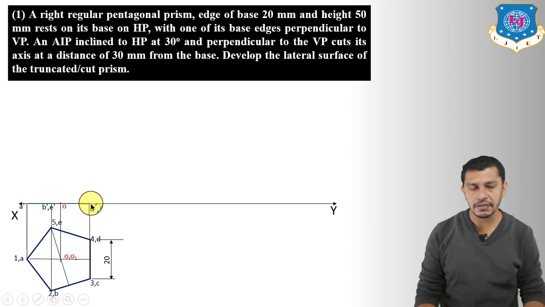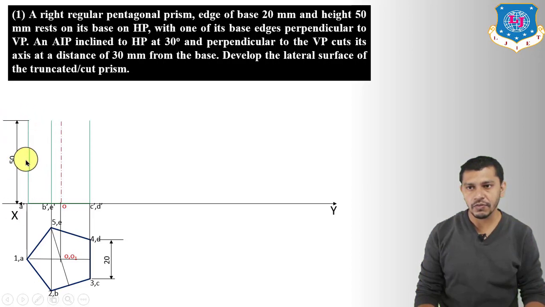So first of all, draw the base. Now here the axis height is 50 mm. So from this point measure the axis height and draw the side edges, that is 1A, 2B, 3C, 4D, 5E are the side edges, and the length of the side edge will be equal to the height of the axis. So now draw the side edges having height equal to 50 mm. This will be A dash, 1 dash, here we will get 2 dash and 5 dash, and here we will get 3 dash and 4 dash. So this will be our top face.